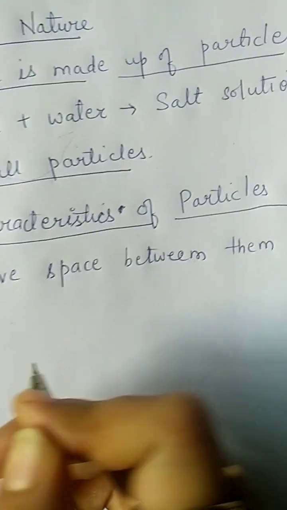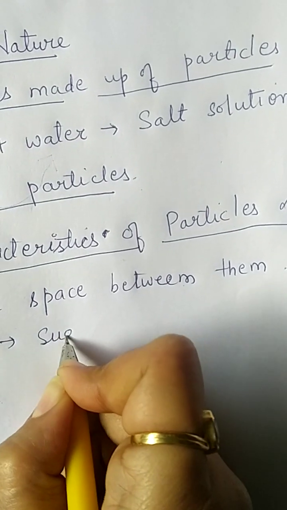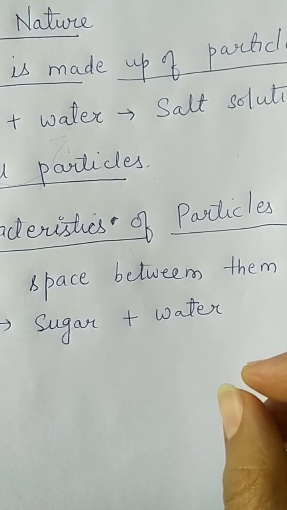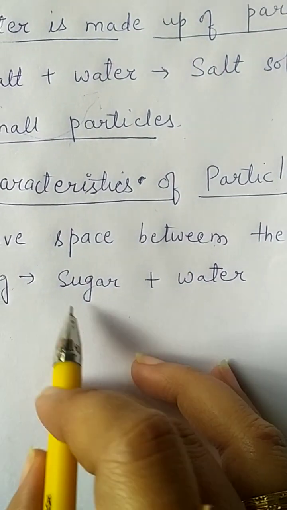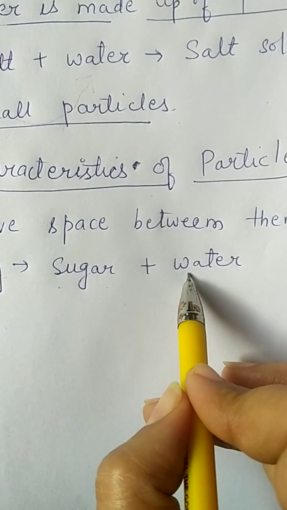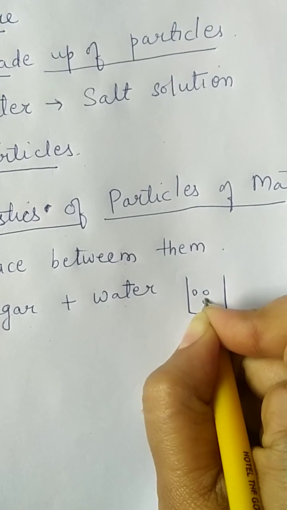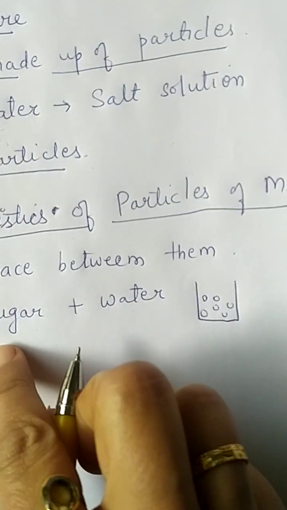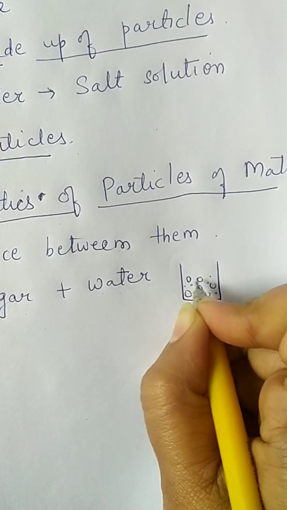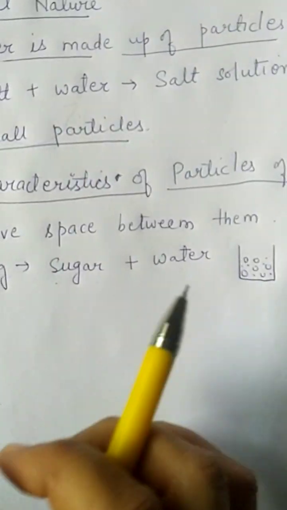For example, suppose we are dissolving sugar into water. So when we stir it, we see suddenly sugar disappears. So it does not disappear. The sugar breaks down into millions of minute particles and they adjust into the space between the water molecules. Suppose these are the water molecules and we dissolve sugar in it, sugar first breaks down into small particles and they adjust themselves between the spaces present between the water molecules. So this shows that the particles of matter have space between them.